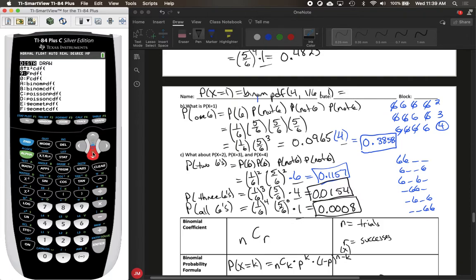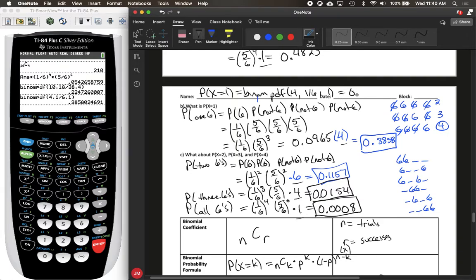Oops, we went too far. So binompdf, our n value was now 4, so 4 trials. P is now 1 out of 6 for our probability of success, and we wanted one of those to be a success. Hit paste or put that into there, and what do you know? 0.3858, a heck of a lot easier than what we would have done in the previous video.